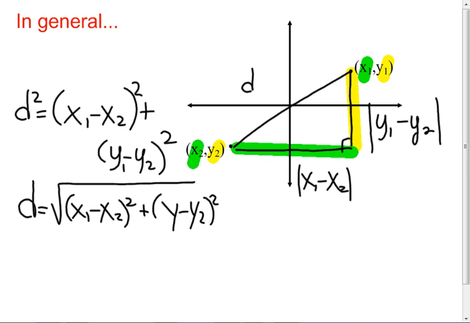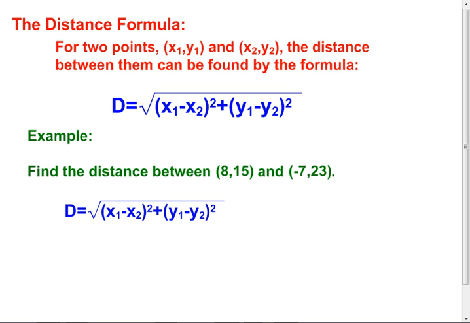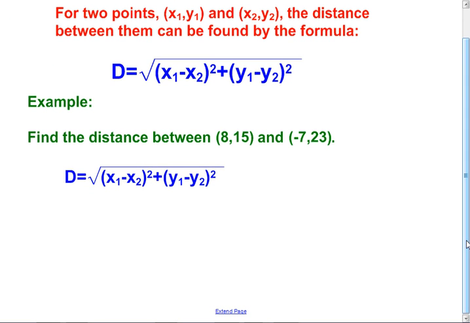I just showed you why I don't use the distance formula. I just go, how far apart are those? How far apart are the y's? So I'm not going to use the distance formula. It's just Pythagorean's theorem. Okay, let's try a problem. Now, I'm not going to use the distance formula. I'm just going to do the problem. Now, how I do the problem is I write down 8 and 15 and negative 7 and 23.